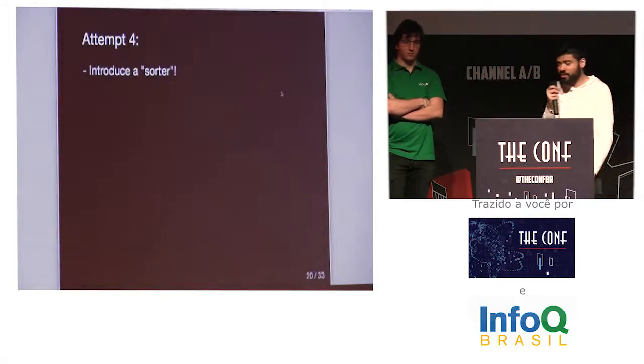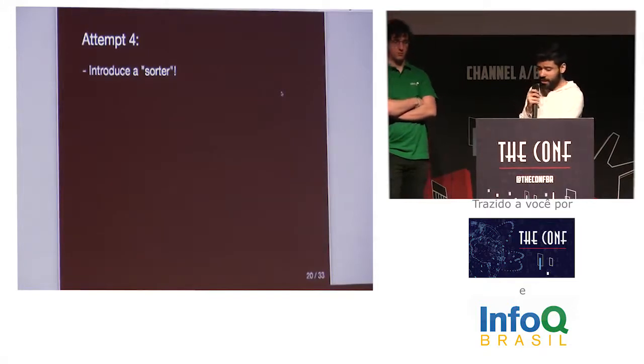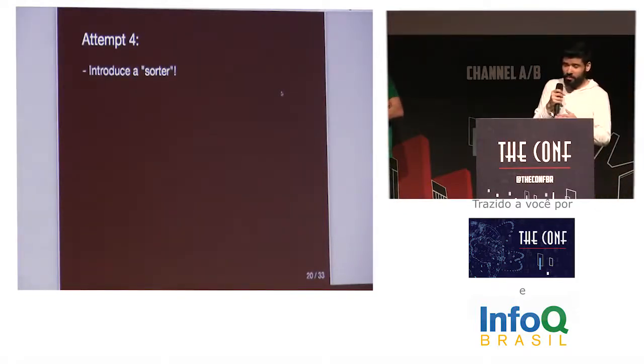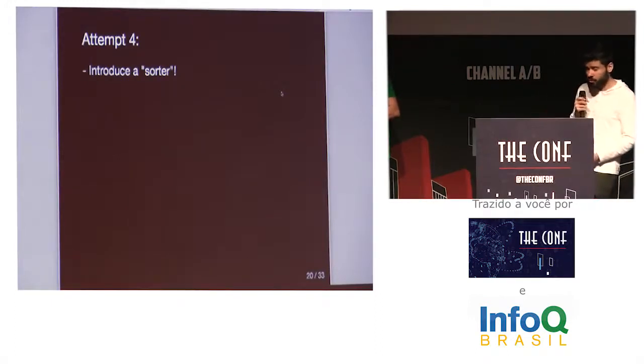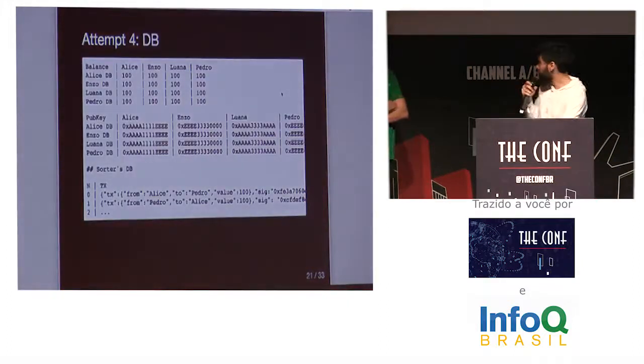A sorter is like someone else. You can imagine just anyone in the world that gets the transactions that everyone sends and picks an order of those transactions. So the sorter can't send money to someone else, can't send money on behalf of someone else, can't make verifications on the system. The sorter just has one role, which is saying, this transaction comes first, this transaction comes after. So this is the database now.